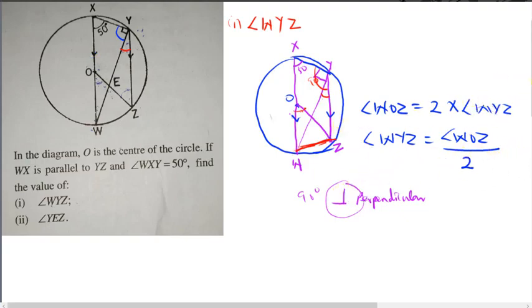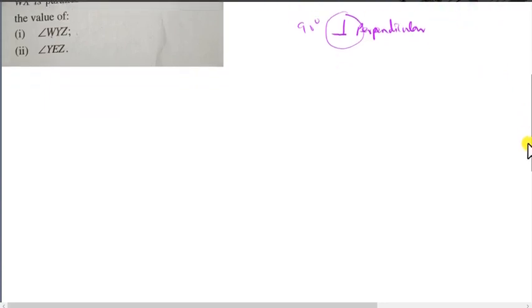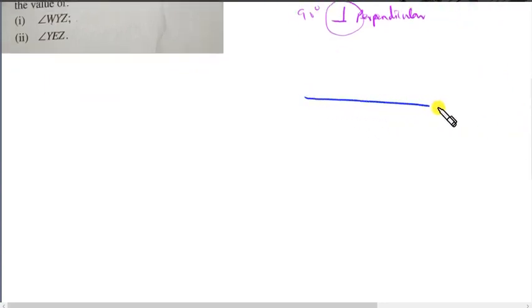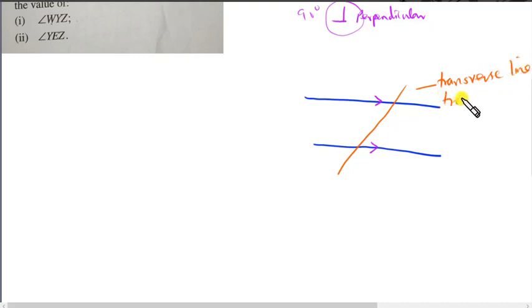Now let me say something very small about parallel lines. When two lines are parallel, it means that the two lines will never meet. So parallel lines are lines that never meet, and we indicate parallel lines this way. Now with parallel lines, if a line runs through the parallel lines, we call this line the transverse line, or you can call it a transversal.